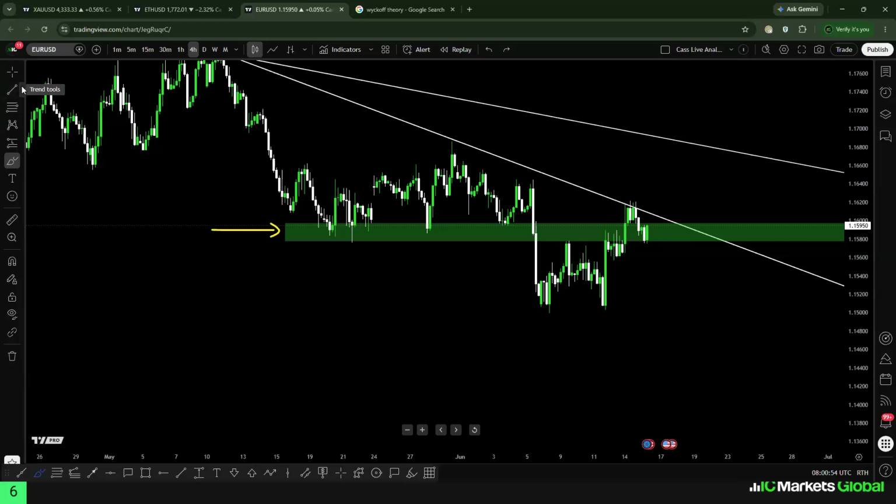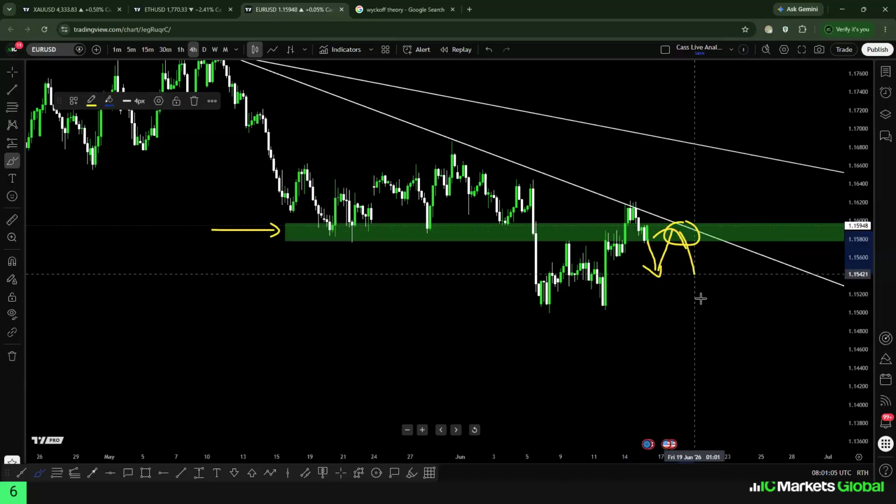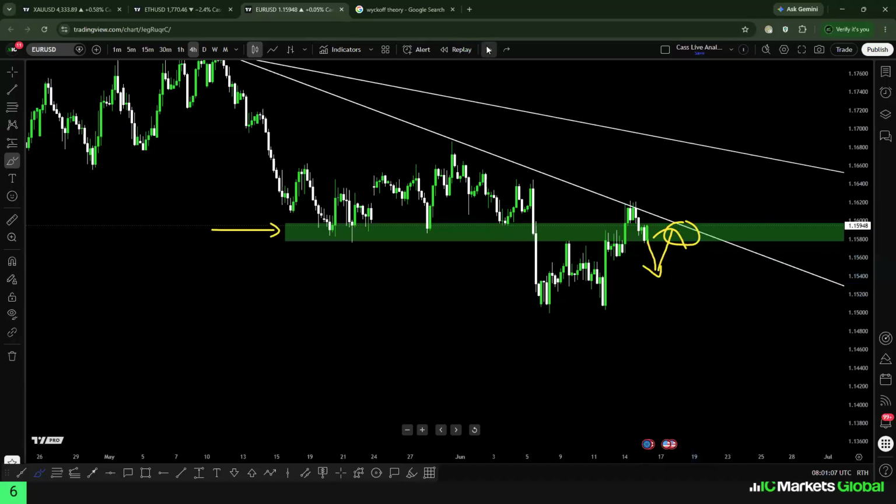Okay, but the problem with a breakout is that you need to come back and see if it fulfilled the requirement. So a breakout needs to break, come back, retest and reject this area, and then it will continue down, right? That's the problem with a breakout. I need to come back in a few hours and check on it.